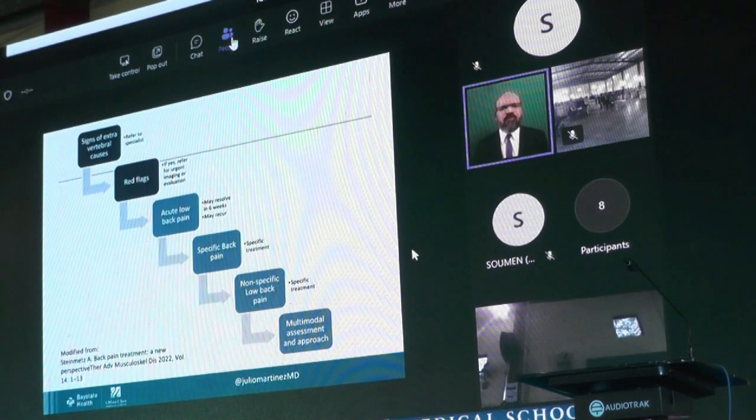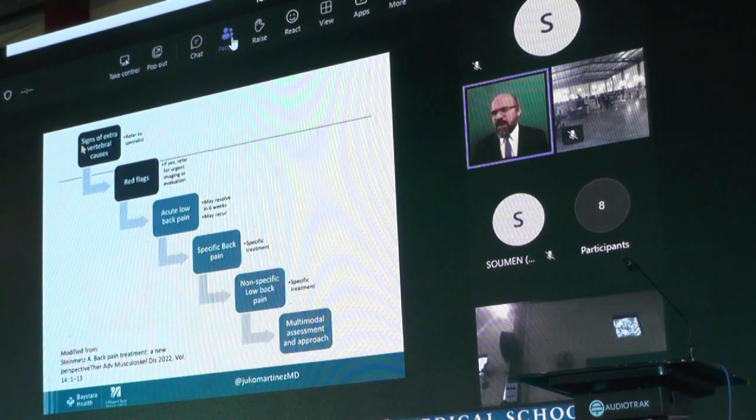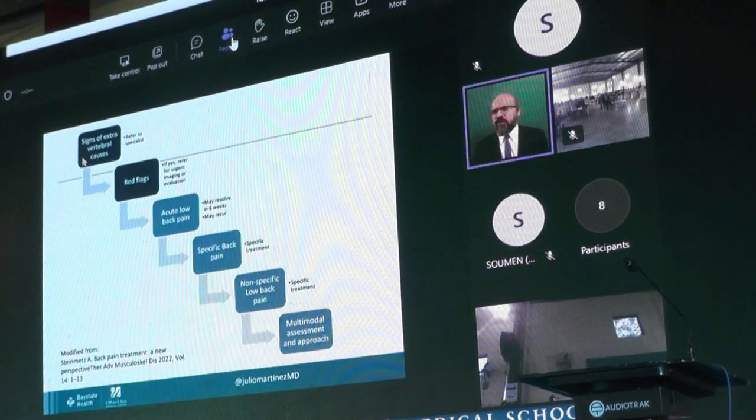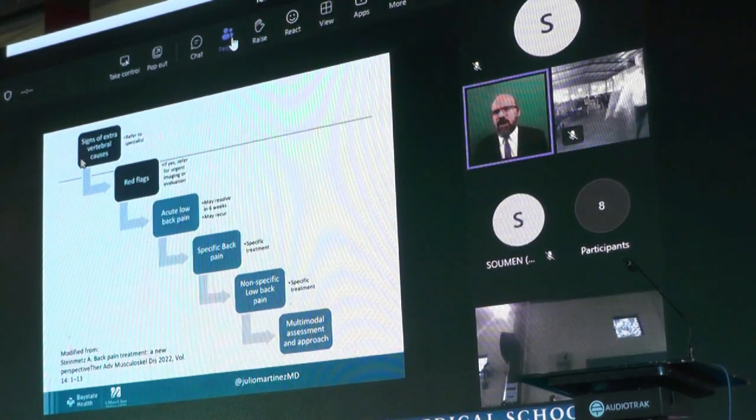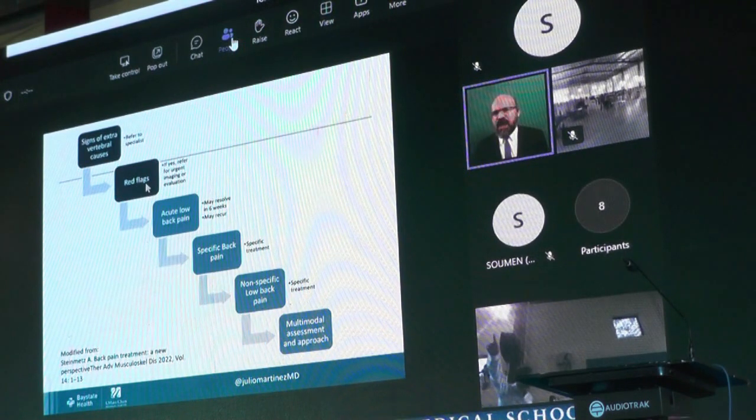Now, I would like to use this model. I modified this model from statements. What we'll look at here is, first, when we are seeing patients with back pain, we want to know if there are any extravertebral causes of back pain. For example, a herpes zoster infection or shingles that may happen in the trunk area can cause back pain. Kidney stones can also cause back pain. So we want to be sure that there are no causes outside the spine that are causing back pain. Now, after we rule out these problems, then we want to look at red flags.